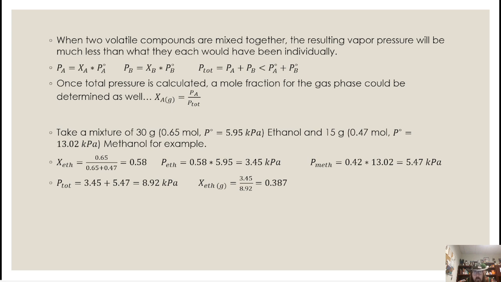Then if we want to figure out what fraction of ethanol is in the gas phase, well, 3.45 over 8.92, so about 0.387 mole fraction. So as we distill them, we can separate ethanol from methanol. The gas phase is enriched in methanol, and as we allow that to condense into another container, we would have different moles of each, and so would have different vapor pressures, and we could keep distilling that until we completely separate the methanol out.